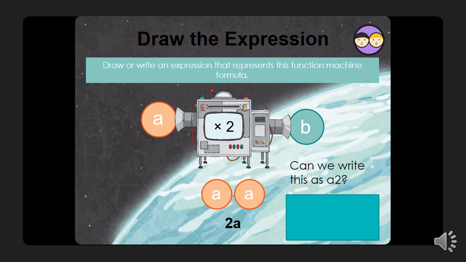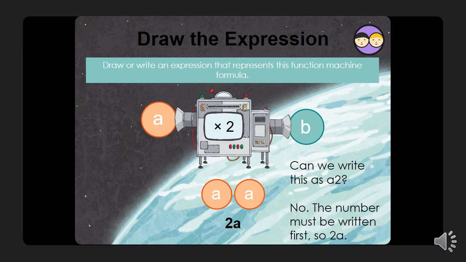Could we write this as A2? No. The number must be written first. So it must be written as 2A. Well done if you managed to get that.